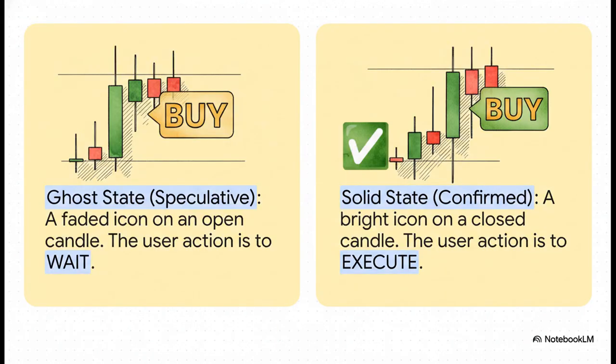Now this is another really key part of the visual language. The system makes a clear distinction between a ghost state and a solid state. So a faded icon means the conditions are met, but, and this is the important part, the candle is still open. It's speculative. The user's action? Wait. But a bright, solid icon? That means the candle has closed. The signal is confirmed, and it's been locked in. That's the cue to execute.